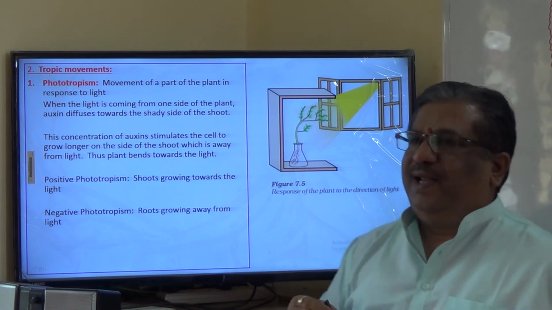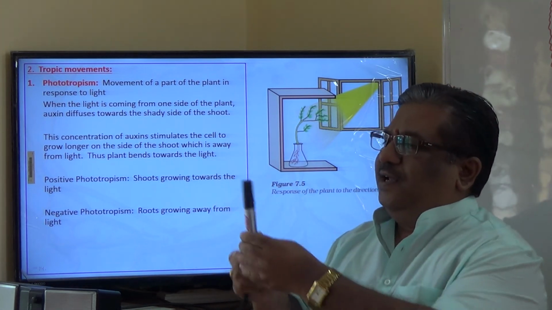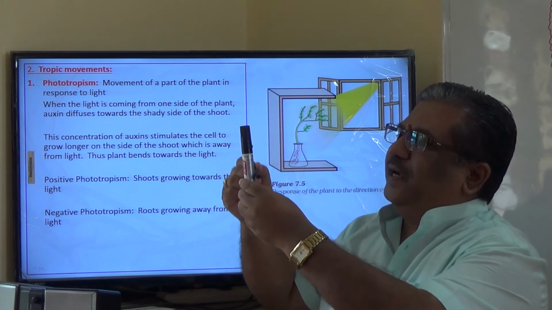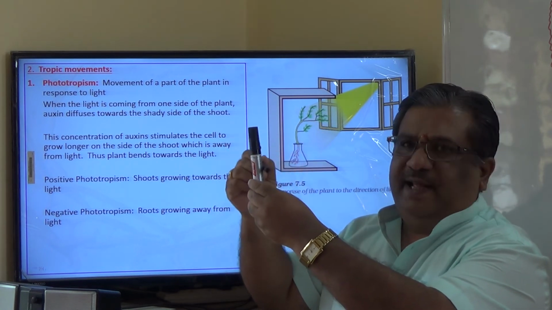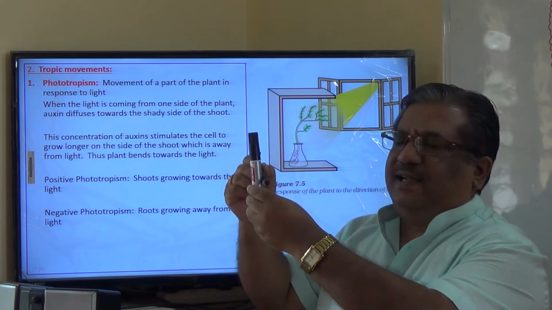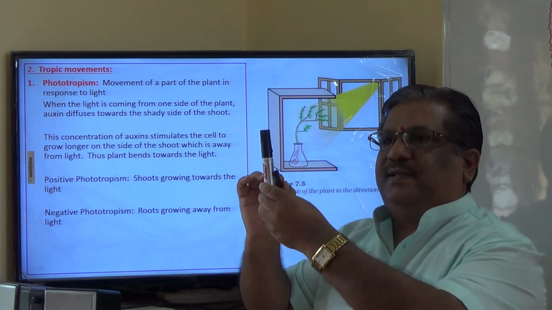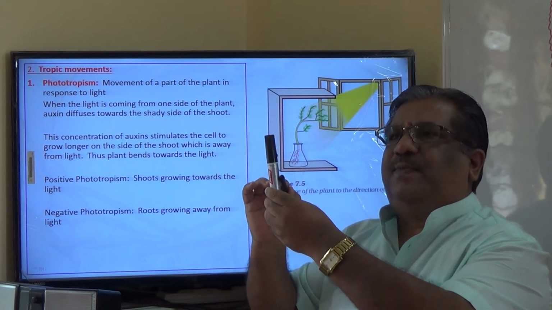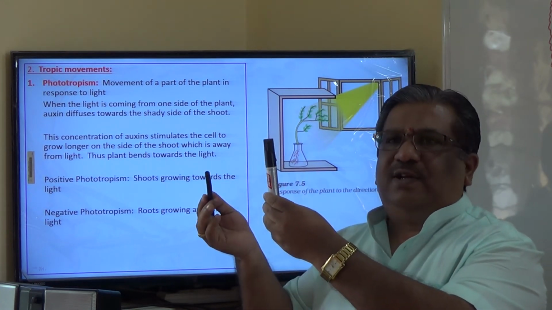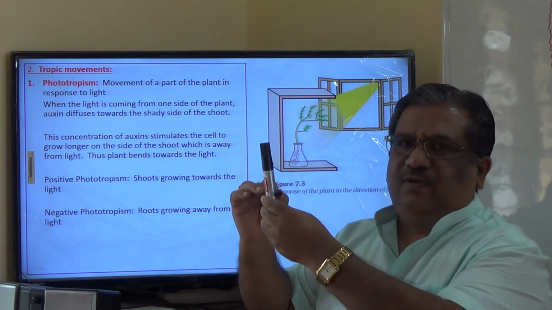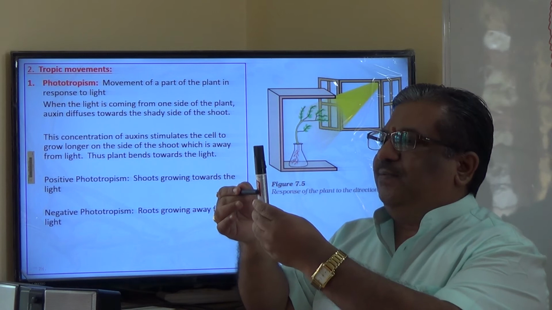That means mainly you should know this: if the light is coming from here, this side of the stem is a lighted region and this side of the stem is a shady region. Auxin is a chemical, a plant hormone, which is responsible for cell elongation or growth. So on this side of the stem there is no growth, and on this side there is growth.